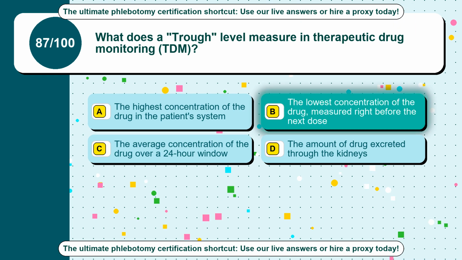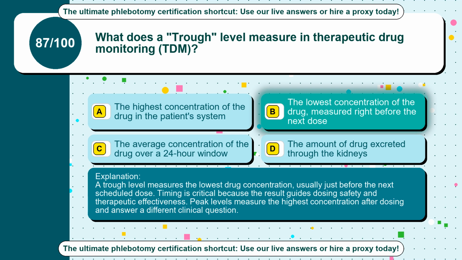The correct answer is option B. The lowest concentration of the drug, measured right before the next dose. A trough level measures the lowest drug concentration, usually just before the next scheduled dose. Timing is critical because the result guides dosing safety and therapeutic effectiveness. Peak levels measure the highest concentration after dosing and answer a different clinical question.